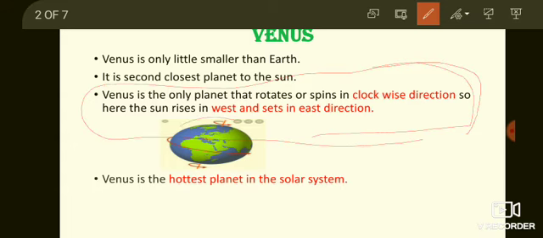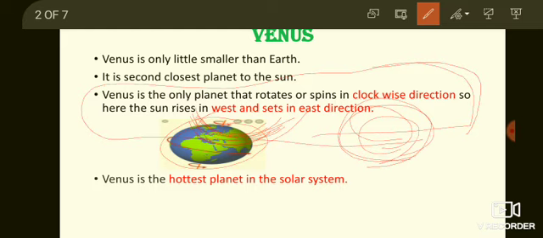So you all can see in this picture. Earth is moving in an anti-clockwise motion, and the Earth is spinning in an anti-clockwise direction from this to this way. But Venus rotates in this manner. Venus rotates in a clockwise direction. So that's why on Venus the Sun rises in the west and sets in the east.